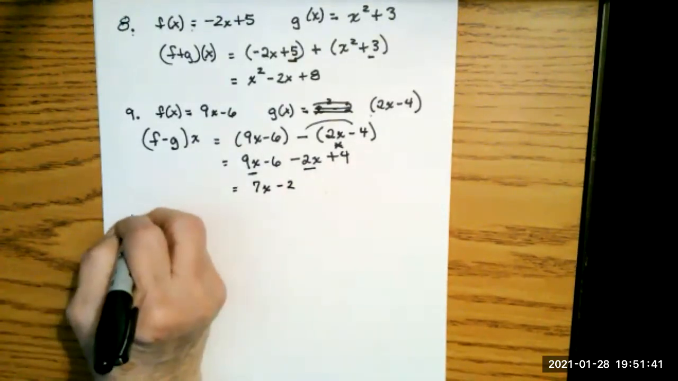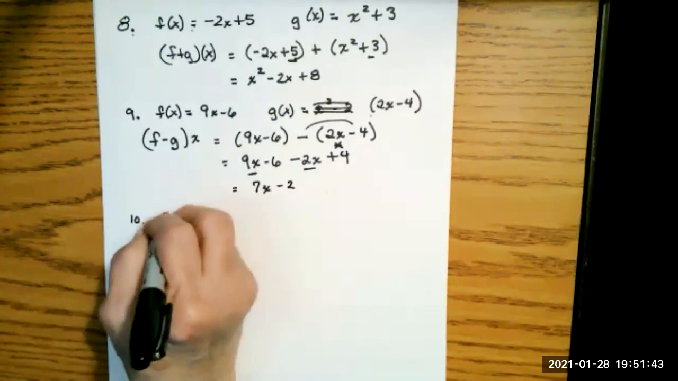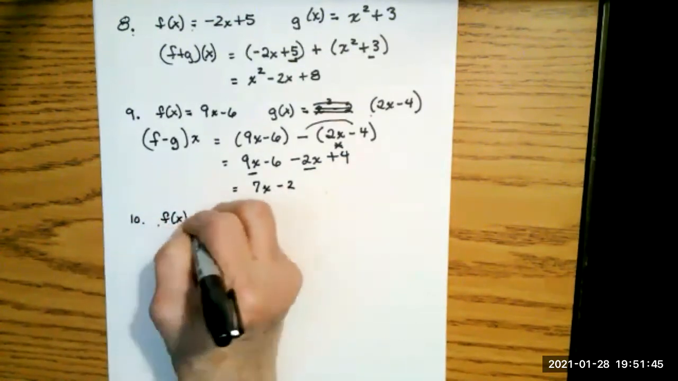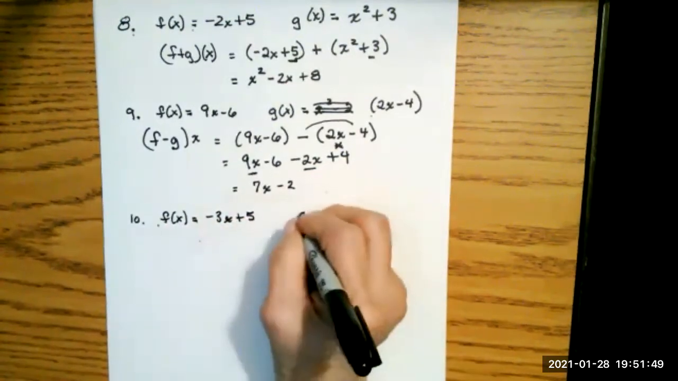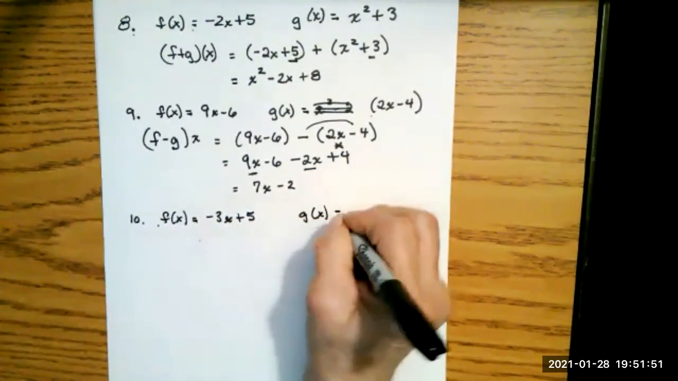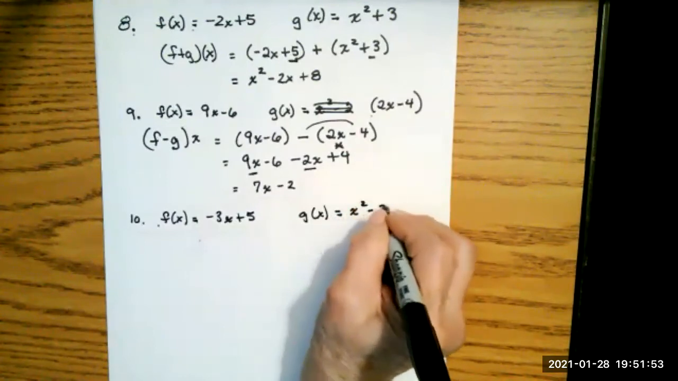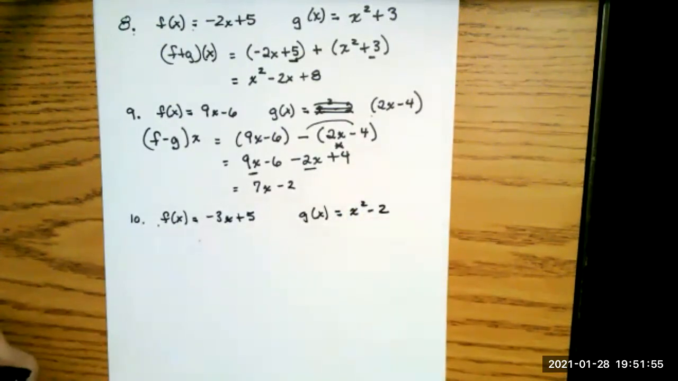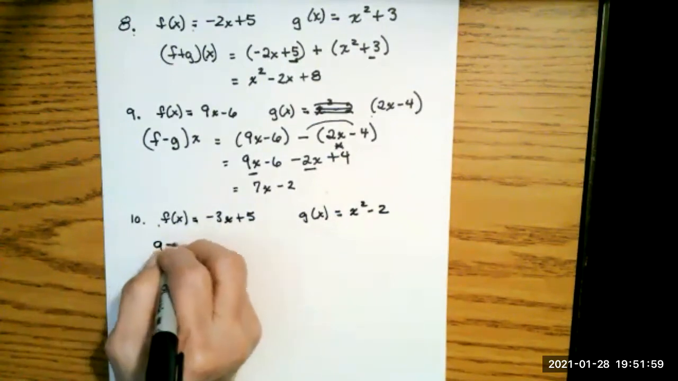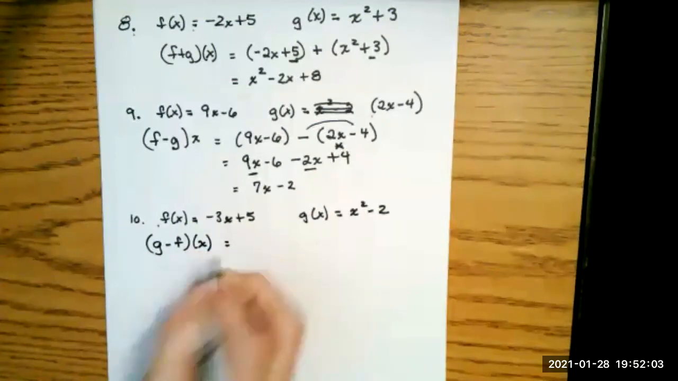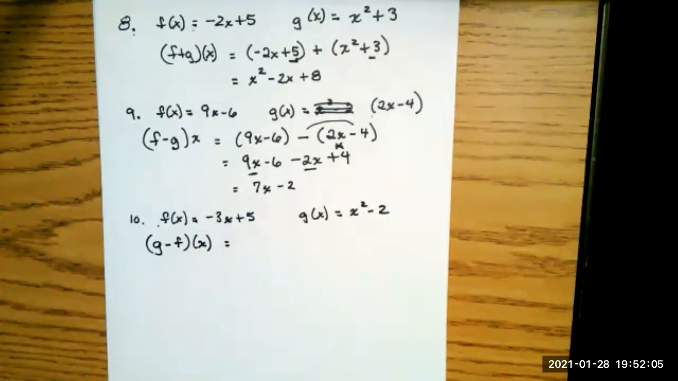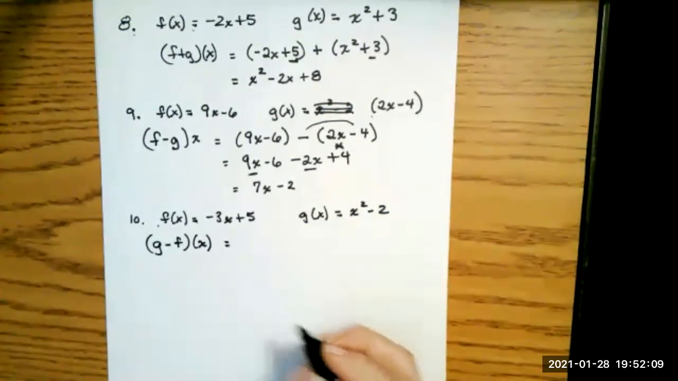Okay, number 10. You have f of x equals negative 3x plus 5, and g of x equals x squared minus 2. This is the one I accidentally put up there last time. This time they're going to turn it around backwards, and they're going to make it g minus f of x. They can do that. They can pick whichever one they want to put first.